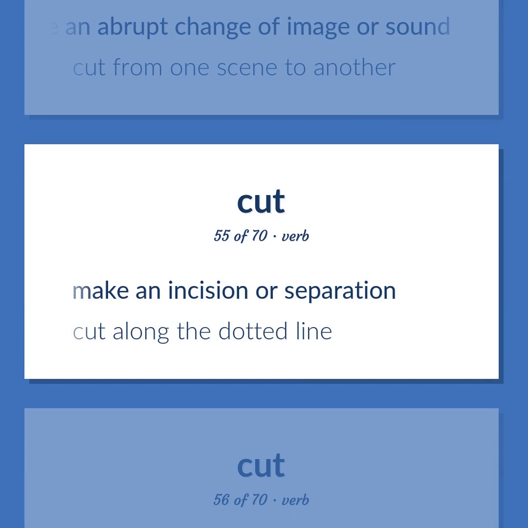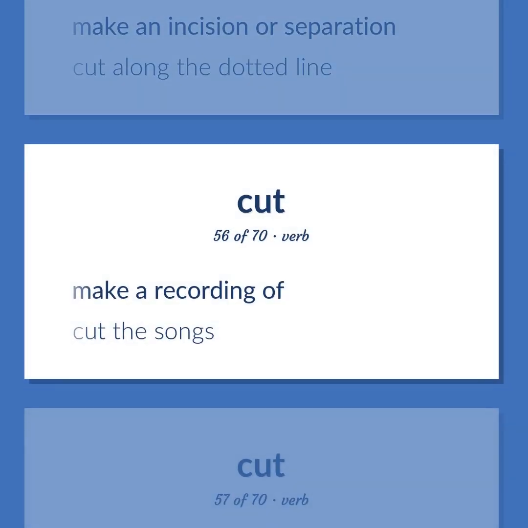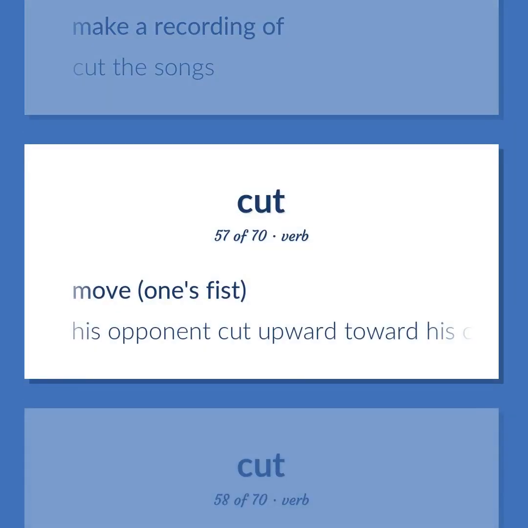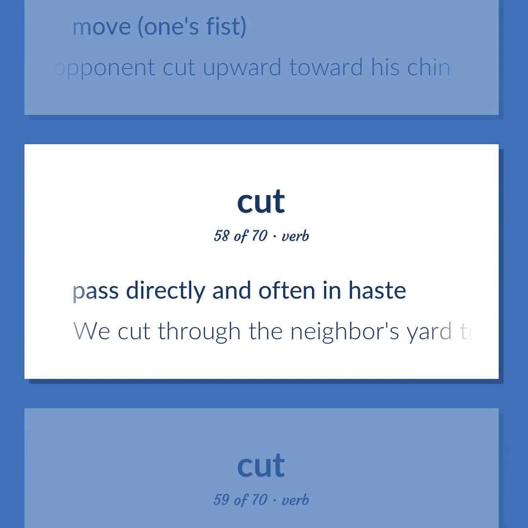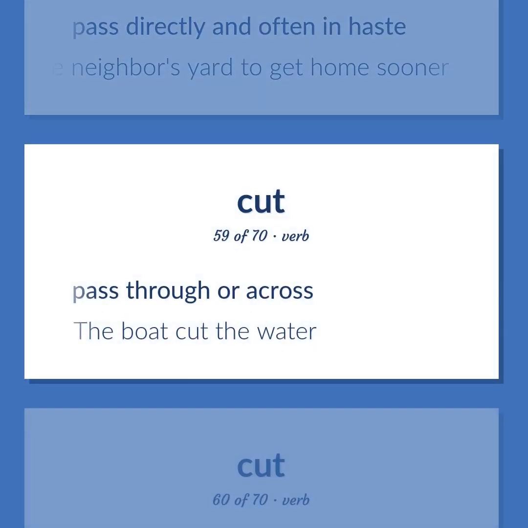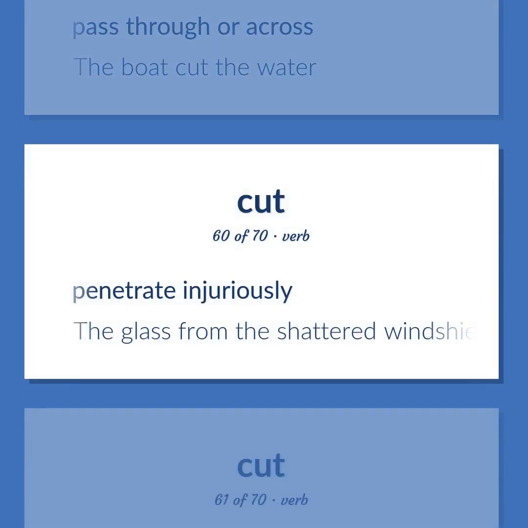Make an incision or separation. Cut along the dotted line. Make a recording of. Cut the songs. Move one's fist. His opponent cut upward toward his chin. Pass directly and often in haste. We cut through the neighbor's yard to get home sooner. Pass through or across. The boat cut the water. Penetrate injuriously. The glass from the shattered windshield cut into her forehead.